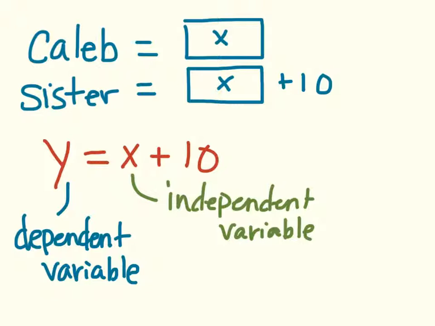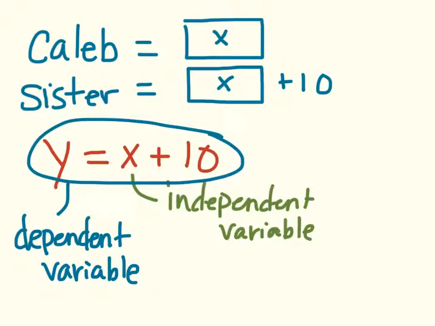Writing Y as an expression using X is called expressing Y in terms of X. I'm going to say that one more time. Writing the equation in this way, Y equals X plus 10, is called expressing Y in terms of X because the value of X determines the value of Y.